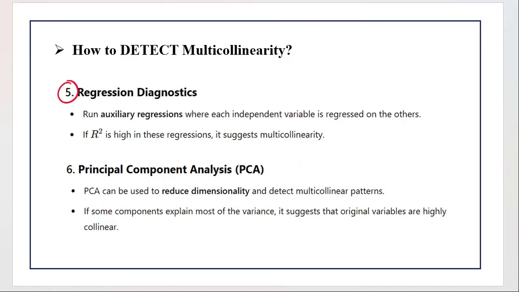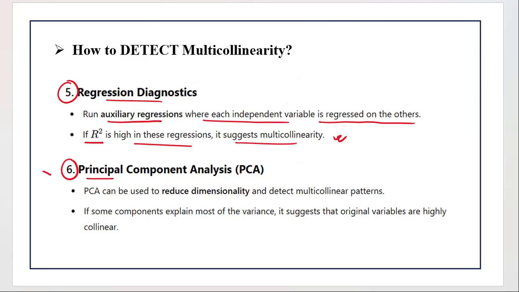Finally, you have two more detection methods. They are also sometimes used. Regression diagnostic: run an auxiliary regression. Auxiliary means each independent variable is regressed on all the other variables. And if R square is very high in this regression, we will say that multicollinearity exists. So this is another approach.